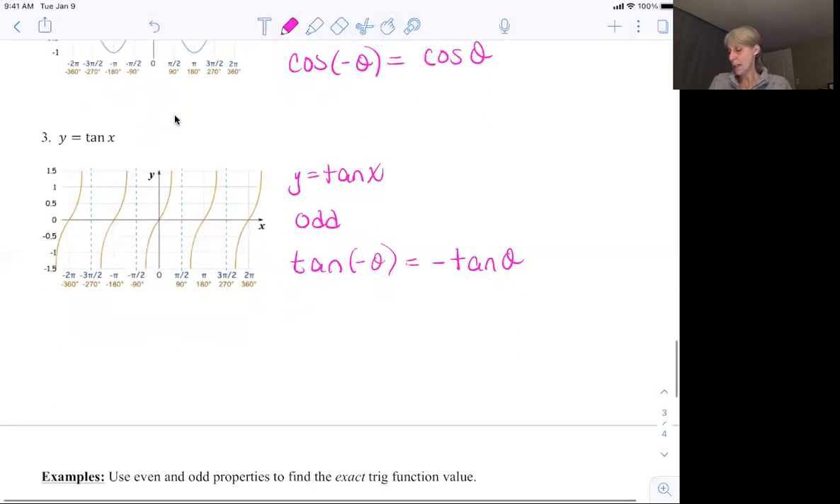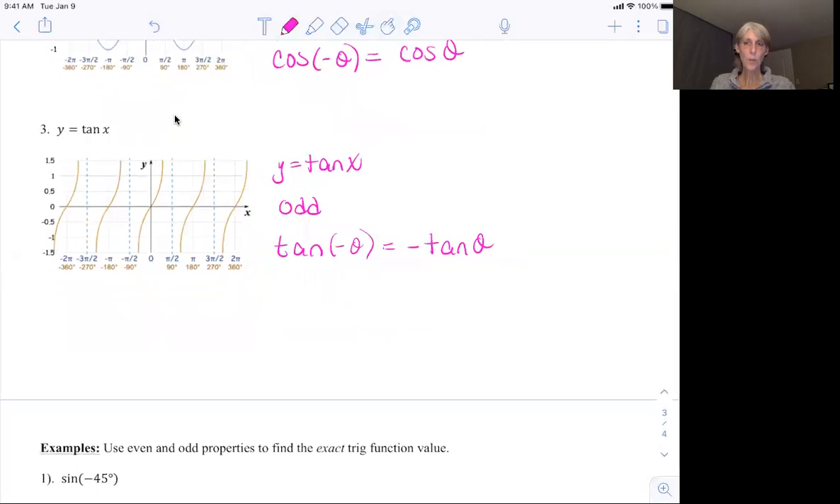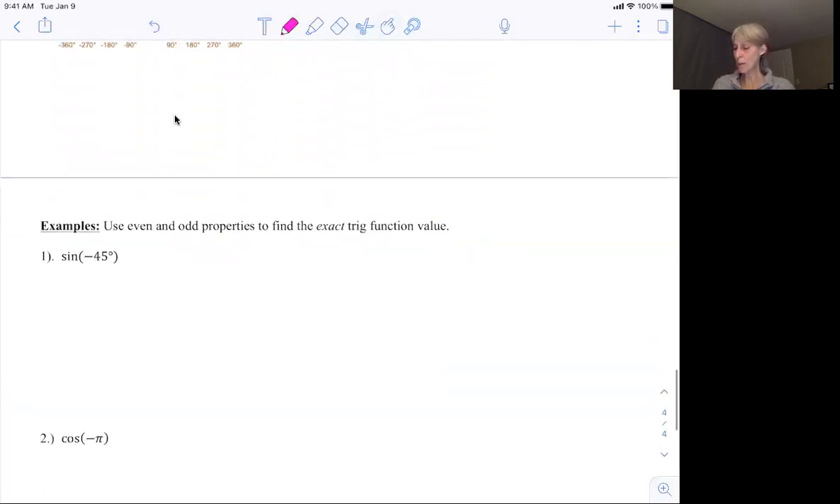Now, I'm not going to really make you use these if you don't like to, but I'm showing them to you because they may come up next year. So if we want to use even and odd properties to find exact trig function values, just remember the sine of negative 45, instead of adjusting it, you could just take that negative out front. And that's negative radical 2/2. So it makes analyzing things a tad quicker if you memorize your properties.